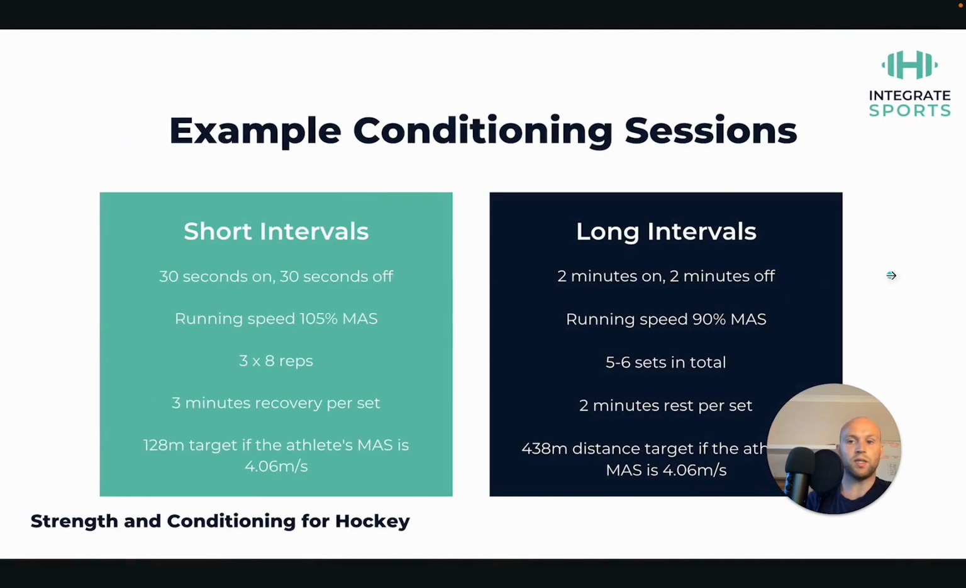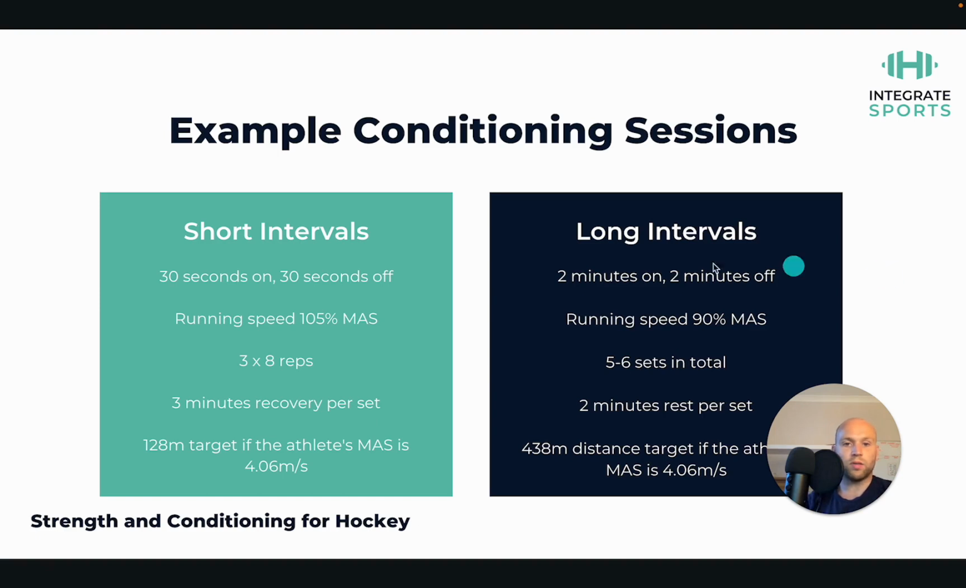A couple of example conditioning sessions then. You've got short intervals, something like 30 seconds on, 30 seconds off, which is a classic maximal aerobic speed session. A running speed of 105% of MAS, a prescription of 3 sets of 8 repetitions with 3 minutes recovery between sets. So an athlete would run 30 seconds at 105% of MAS, rest for 30 seconds, perform another 7 reps, rest for 3 minutes, and then perform another 2 sets of that. And the target would be 128 meters if the athlete's MAS is 4.06. That would be their target to aim for.